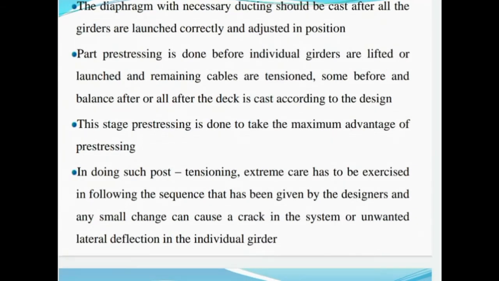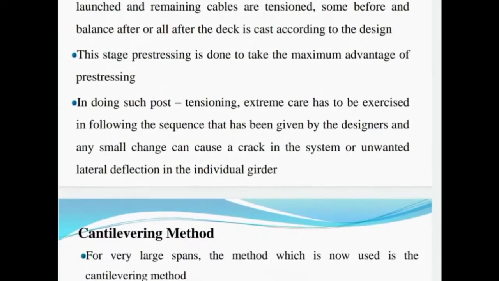And in such post-tensioning, extreme care has to be taken in the following sequence that has to be given by the designers, and any small change can cause a crack in the system or unwanted lateral deflection in the girder.